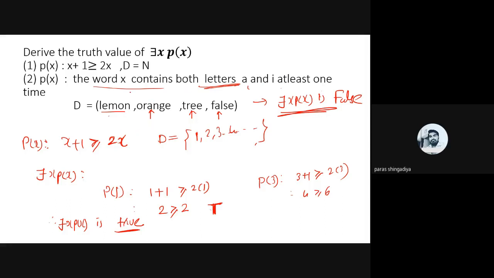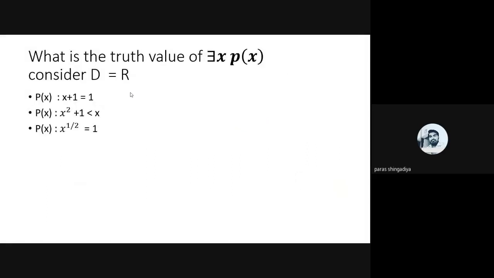Okay, so these are the examples of logic and this example of predicate theory. Okay, that is the next one. It is for practice. You just try it. That's very easy, just try it by yourself.